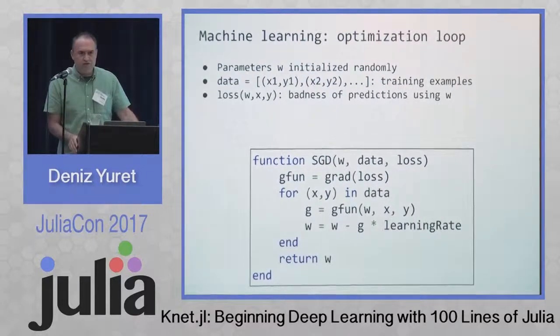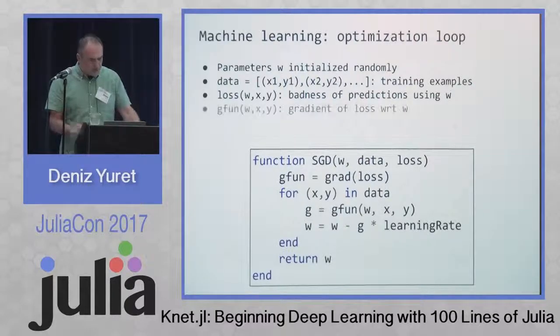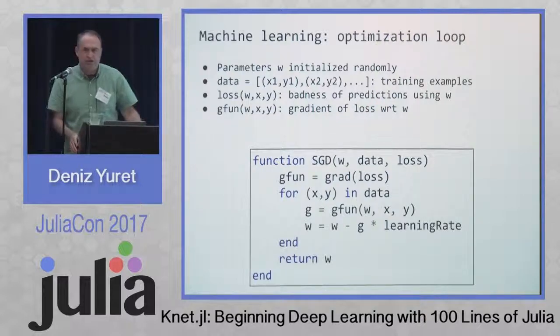Loss is actually a function that we saw in the last slide. It can be the quadratic loss or some other loss function that tells you how bad your predictions are. And then in the first line of the function, there's this interesting thing called grad. That's the only function that Knet adds to Julia, pretty much. It's a higher order function that takes a function and returns a function. In particular, it returns a function that computes the gradient of the parameters with respect to the loss. I'm going to talk about that in a little bit again.